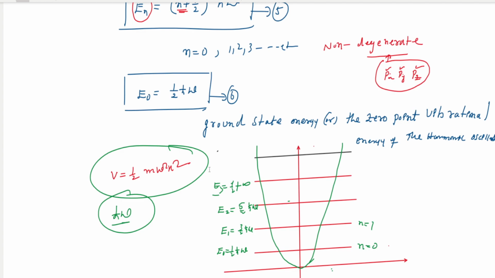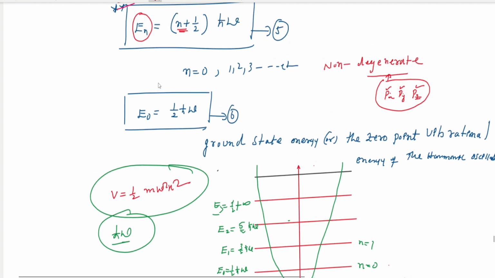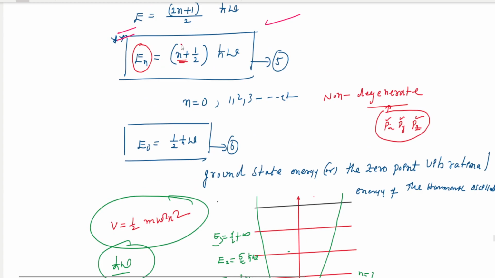The second point is that the eigenvalues of total energy depend on only one parameter, that is n, right? It depends only on n. So all the remaining things are constant. Therefore, all the energy levels of the oscillators are non-degenerate. First, we need to know what is degenerate.